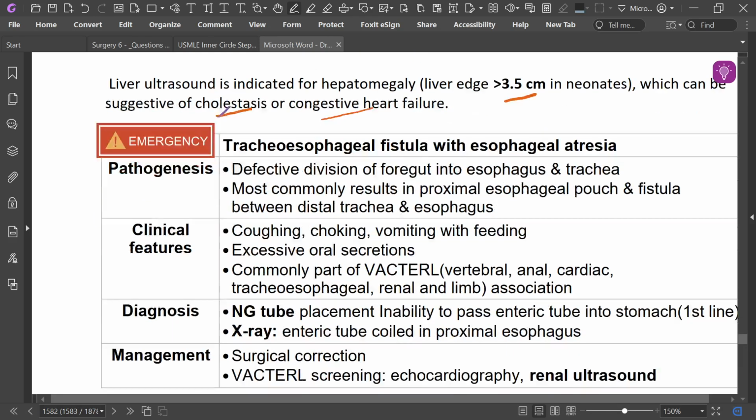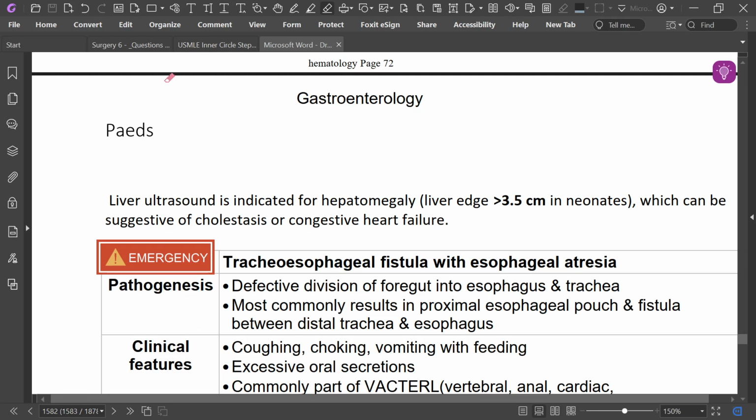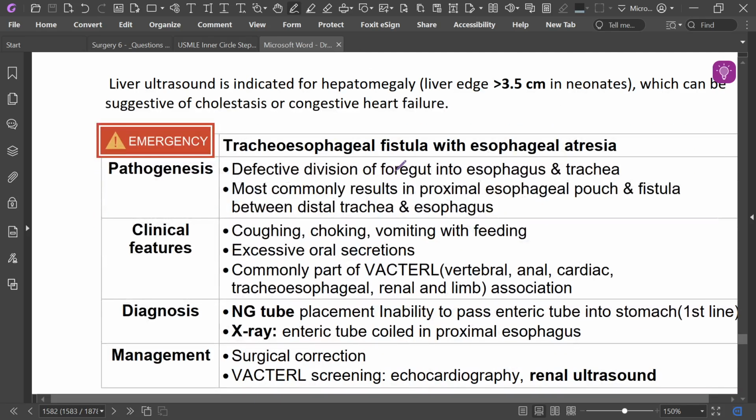Okay, now tracheoesophageal fistula. TEF, tracheoesophageal fistula with esophageal atresia. In here, what happens? There is defective division of the foregut. There are three guts: foregut, midgut, and hindgut, and the foregut fails to divide properly into the esophagus and trachea.